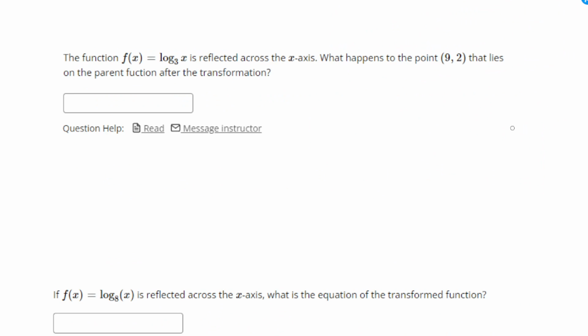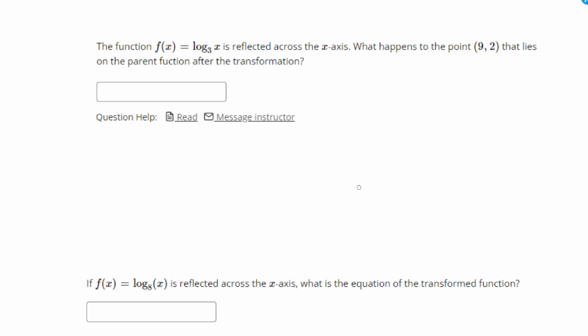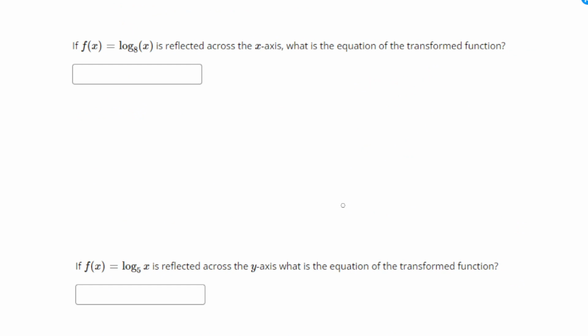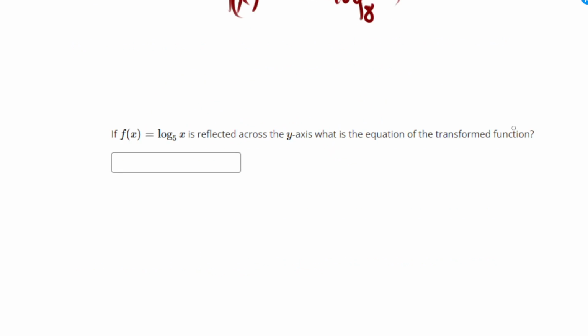If it's reflected across the x-axis, it'll be negative log base 3 of x. However, this changes our y value. It makes it negative now. So we have positive 9, negative 2. Log base 8 of x is reflected across the x-axis. Again, that's going to be the same: negative log base 8 of x, and that will be f of x equals that. Awesome. Cool. We've basically been talking about this.